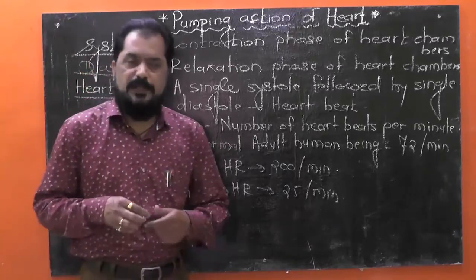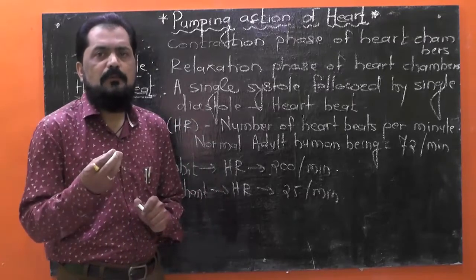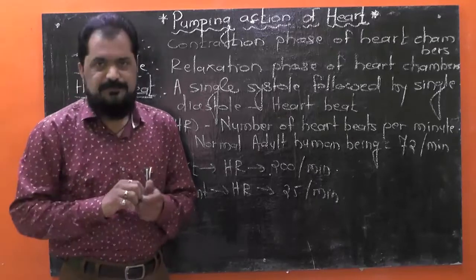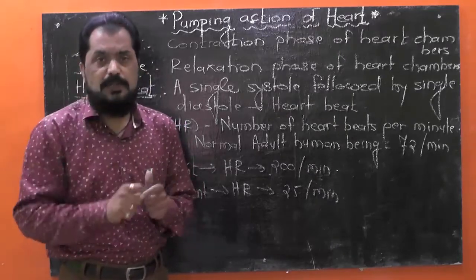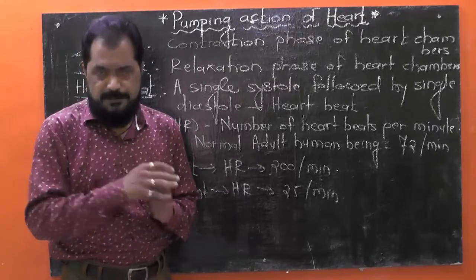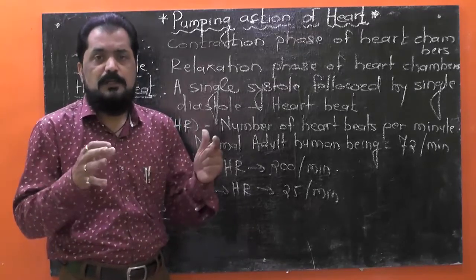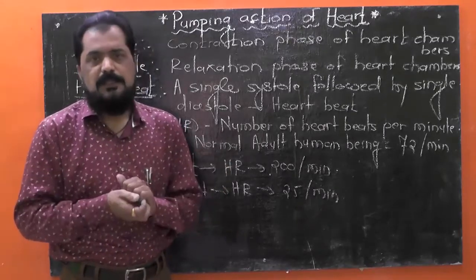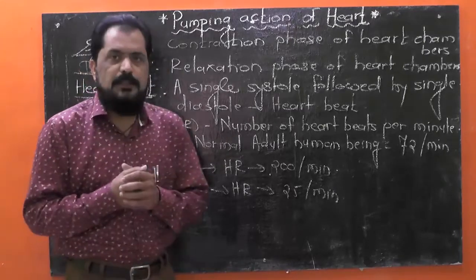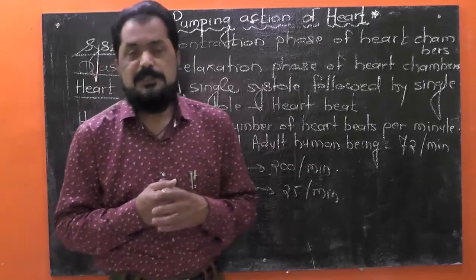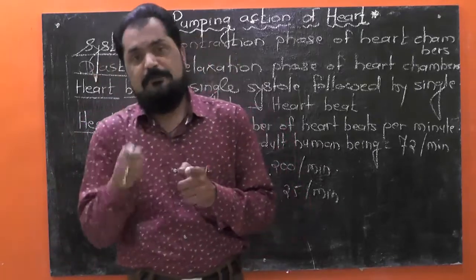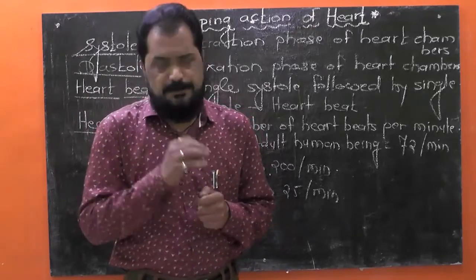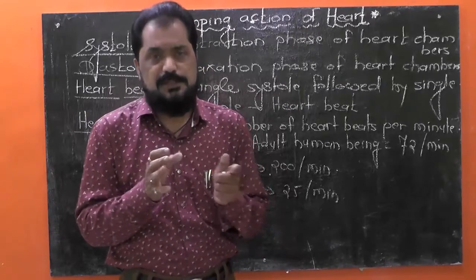Stroke volume is defined as the volume of blood pumped by the left ventricle into the systemic circuit, that is into the systemic aorta, during each heartbeat, during each ventricular systole, during each ventricular contraction. Listen carefully. I said that the stroke volume is the volume of blood, the amount of blood pumped by the left ventricle into the systemic aorta during each heartbeat or during each ventricular systole.